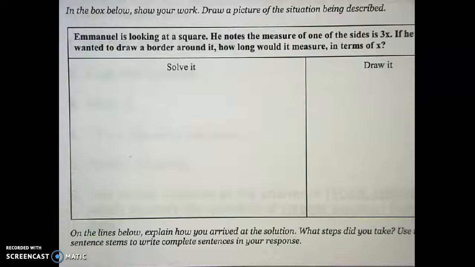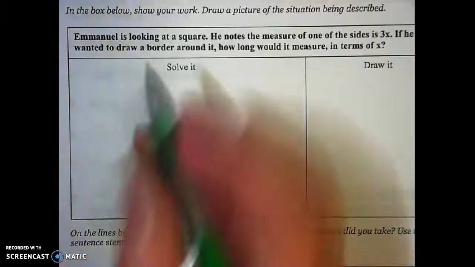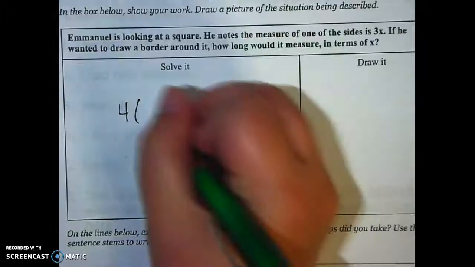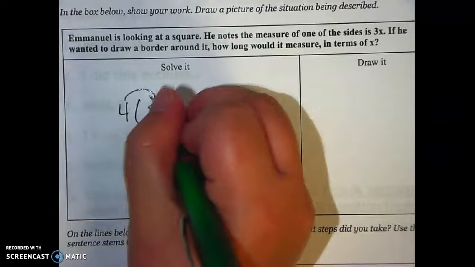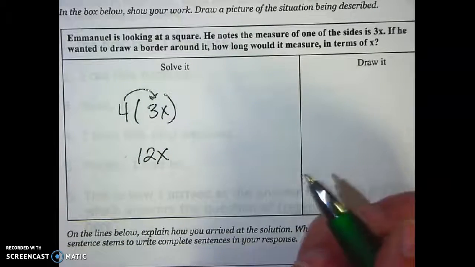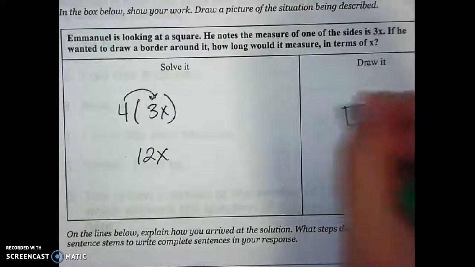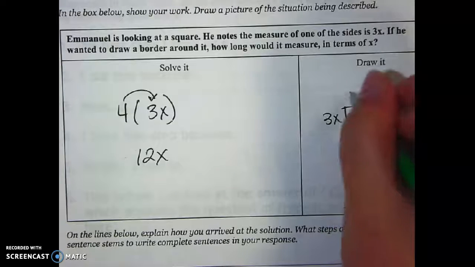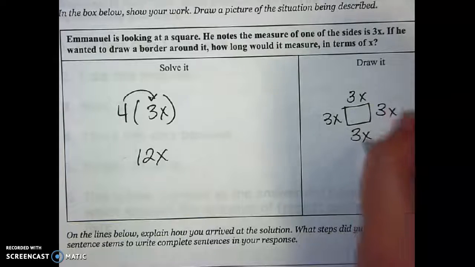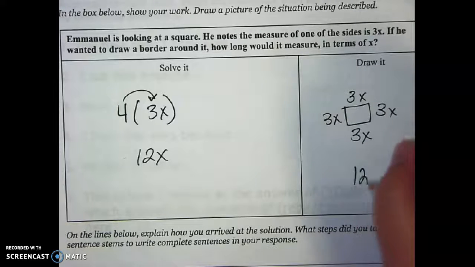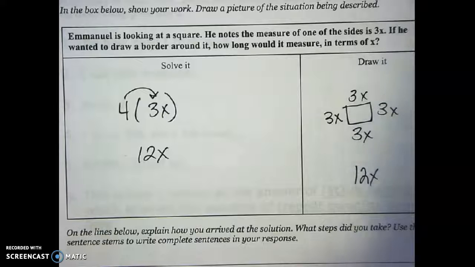Emanuel is looking at a square. He notes the measure of one of the sides is 3x. If he wanted to draw a border around it, how long would it measure in terms of x? So we know a square has 4 equal sides. One side is 3x. So I'm multiplying 4 times 3x, which is 12x. So what that looks like is each side is 3x. So when I add them all together, that is 12x.